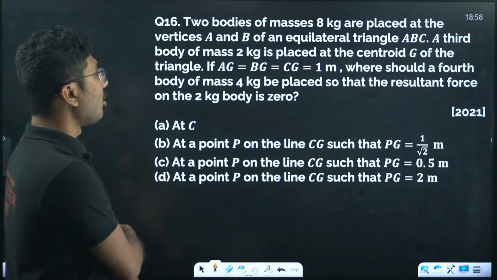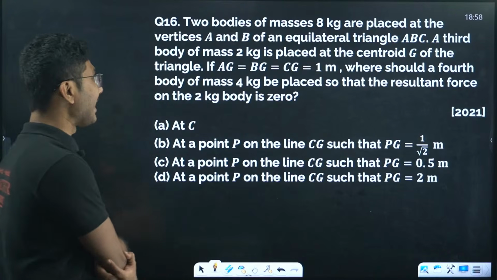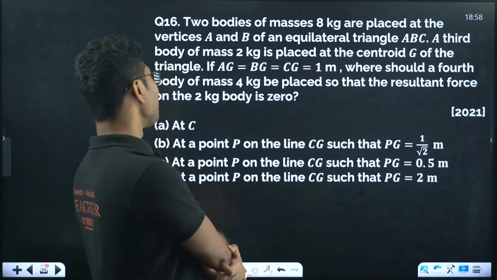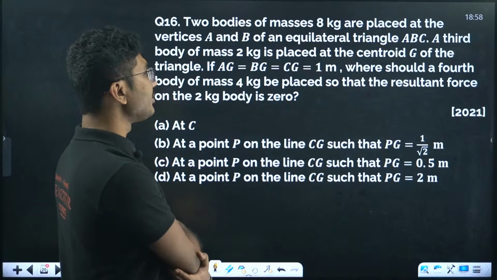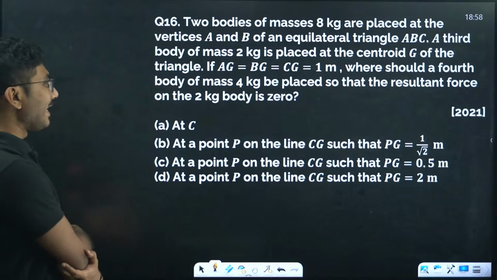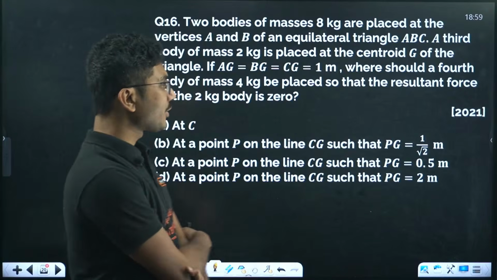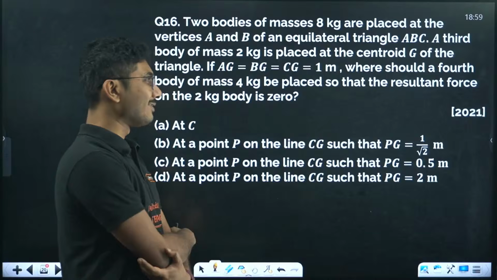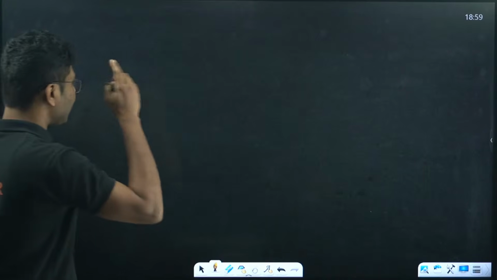Two bodies of masses 8 kgs are placed at the vertices A, B of an equilateral triangle ABC. A third body of mass 2 kg is placed at the centroid G of the triangle. If AG equals BG equals CG equals 1 meter, where should the fourth body of mass 4 kg be placed so that the resultant force on the 2 kg body is 0? So let us understand this problem.